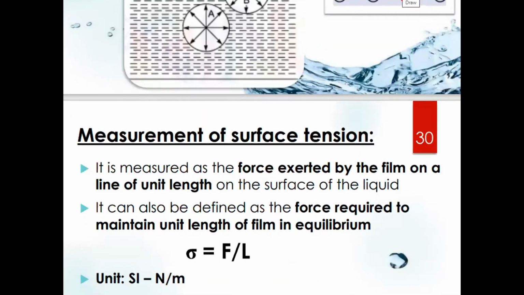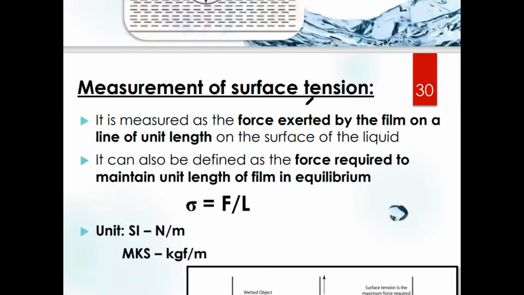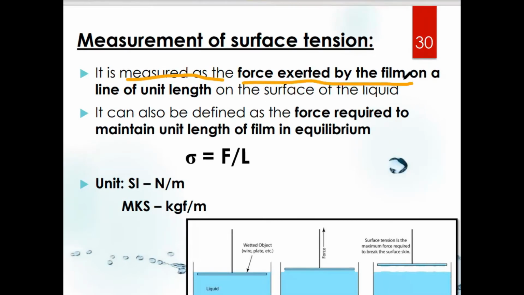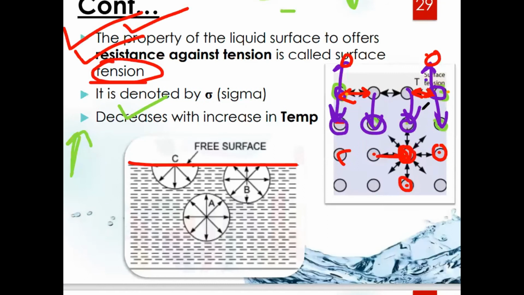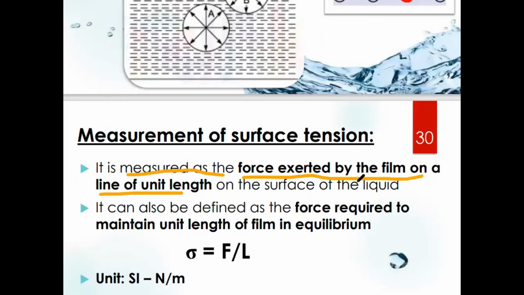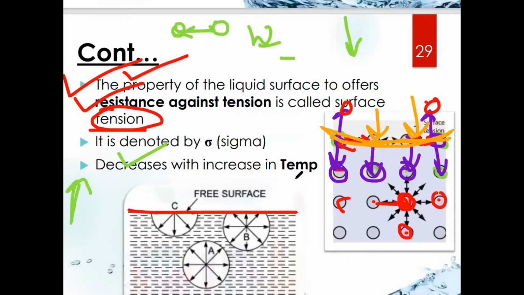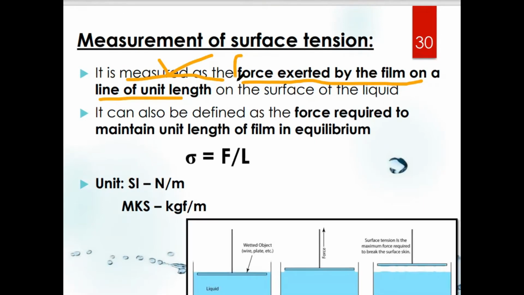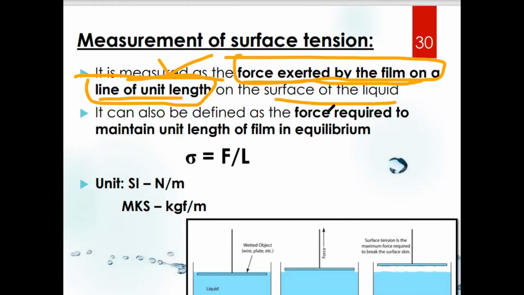So next is how we are going to measure this surface tension. That is nothing but the measurement of surface tension. Here it is measured as the force exerted by a film on a line of unit length. As I told, due to the downward movement of the top water molecules, a thin film is going to form. Whatever force is exerted on that film on a line of unit length on the surface of the liquid is used to measure the surface tension.